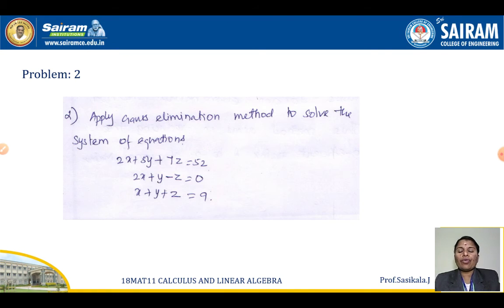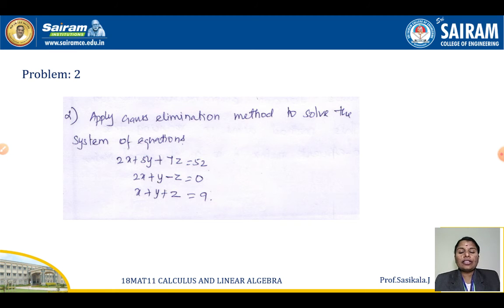Now, you can go with one more example. Apply the Gauss elimination method to solve the system of equations. So, it is 2x plus 5y plus 7z equal to 52, 2x plus y minus z equal to 0, x plus y plus z equal to 9. So, basically, before going into the augmented matrix, you can see the equations how they are there.